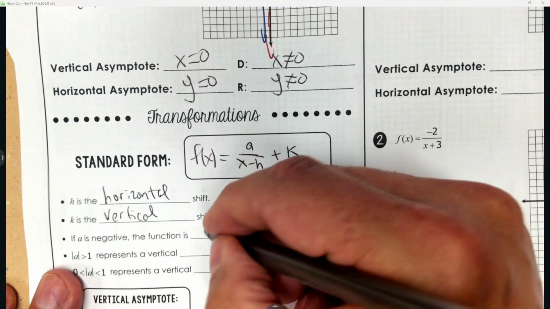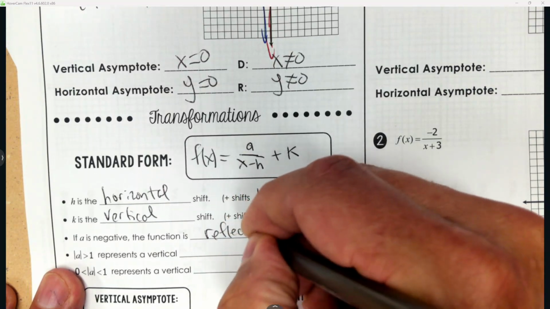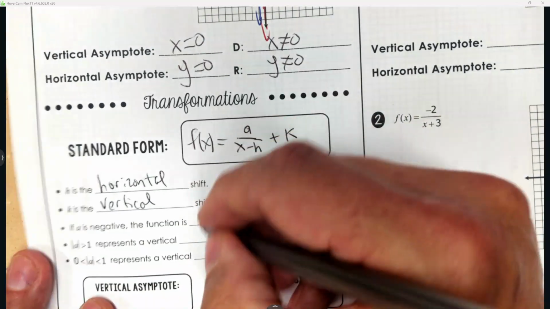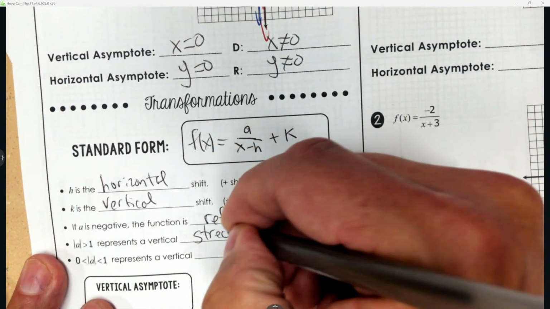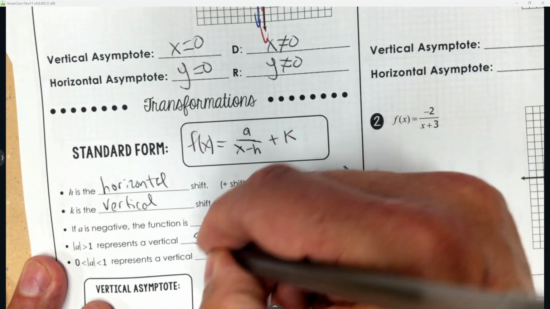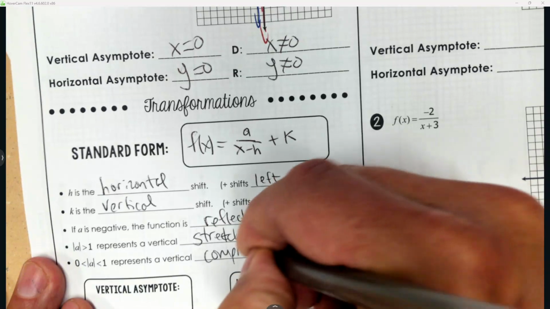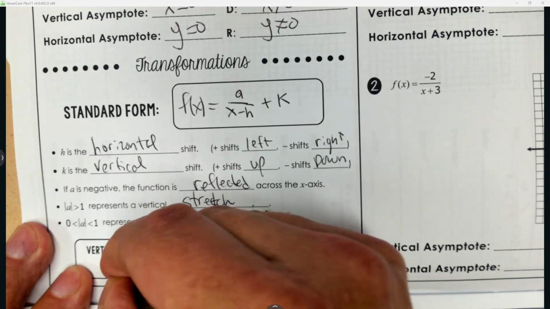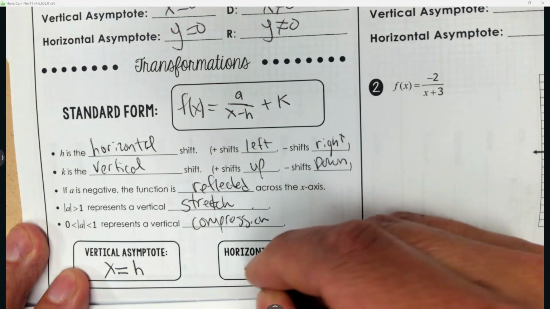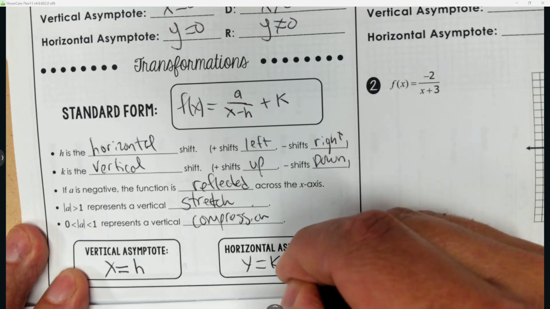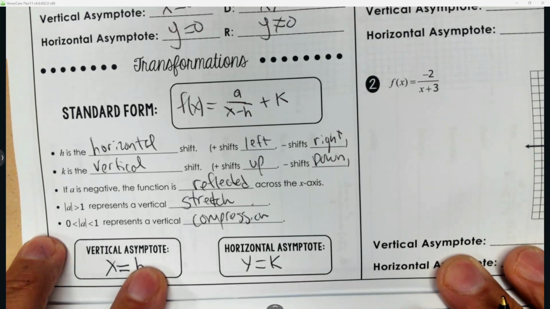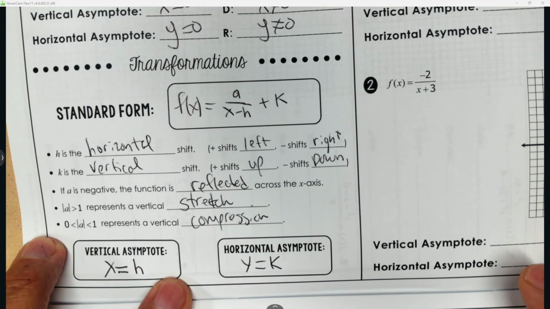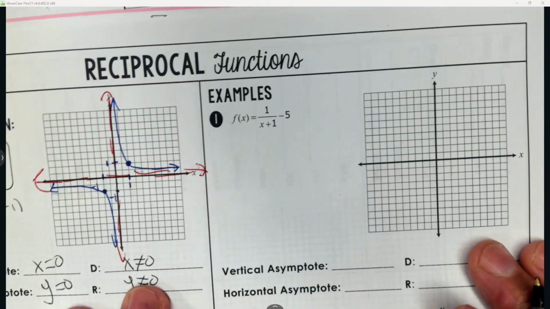If a is negative, the function is reflected. If a is bigger than 1, we call it a stretch, and if there was a fraction, which I wouldn't give you, it would be called a compression. And so we know the vertical asymptote is x equals h, and the horizontal is y equals k. So this is what we're going to use now, and we'll do the 2 examples on the right and how I would do them, okay? So let's do example 1 and 2.